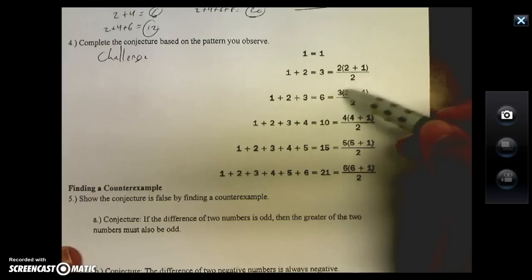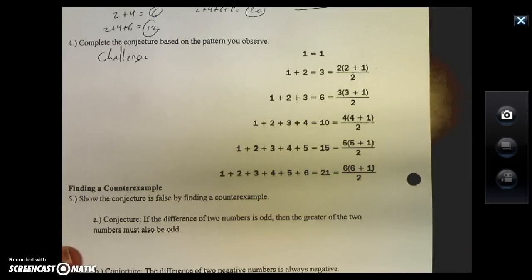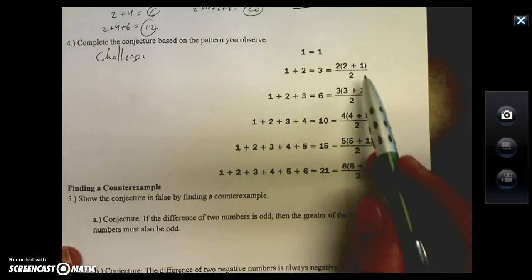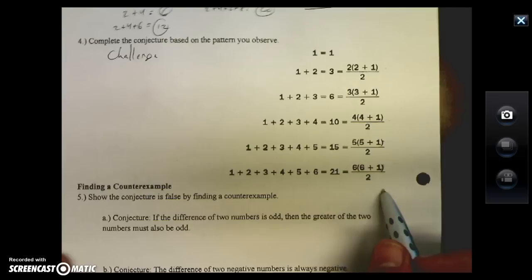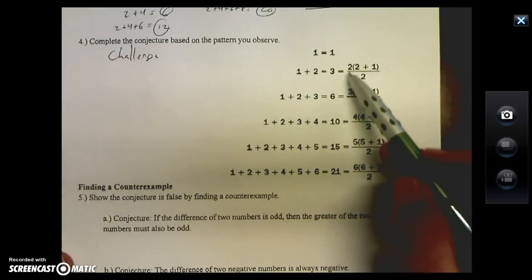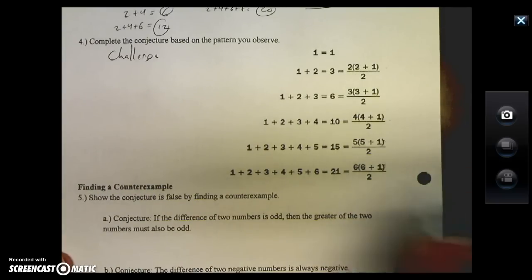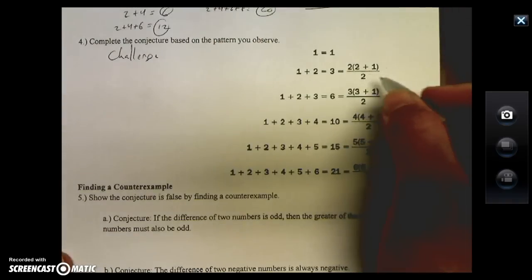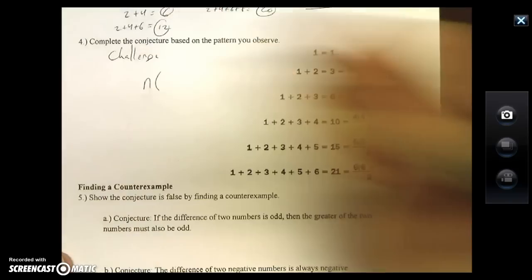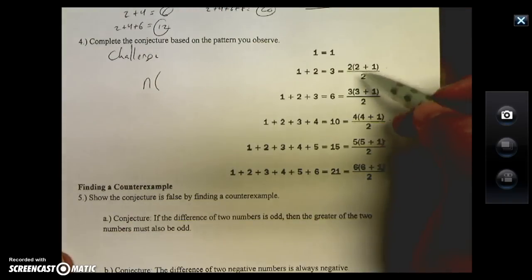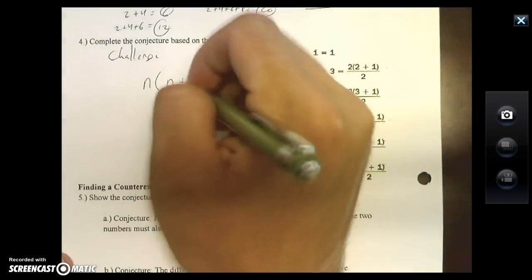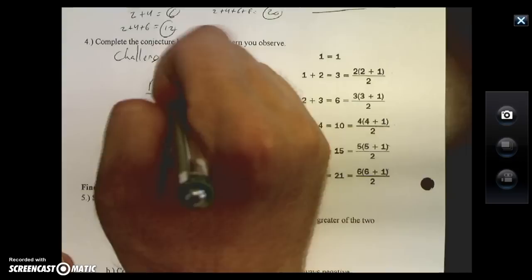Well, the 2, the 3, the 4. So that is our variable. Everything else is a constant, the plus 1 and the divide by 2. So we're going to write out a pattern. You'll notice that the 2's change, the 3's, the 4's, and so on. Instead of putting 2's there, I'm going to put in a variable. I'm going to call it n, since we talked about n in the last problem. So replace the 2 with an n: n times the quantity n plus 1, divided by 2.